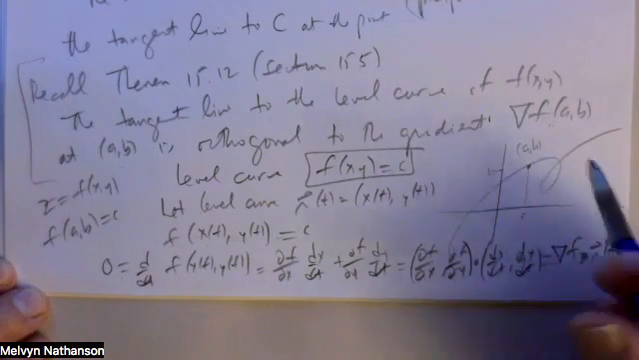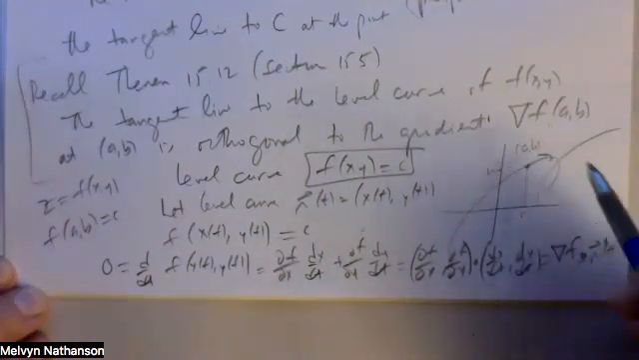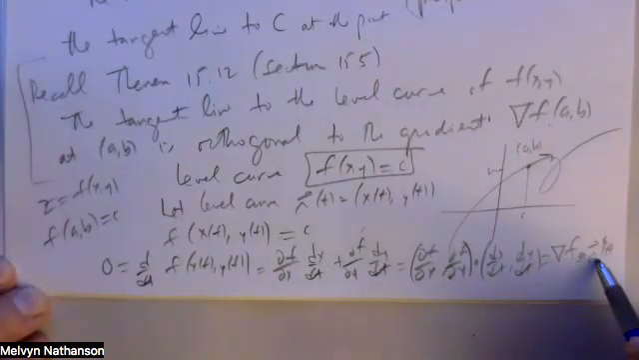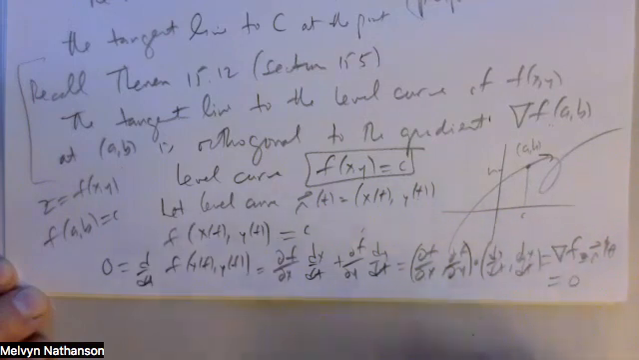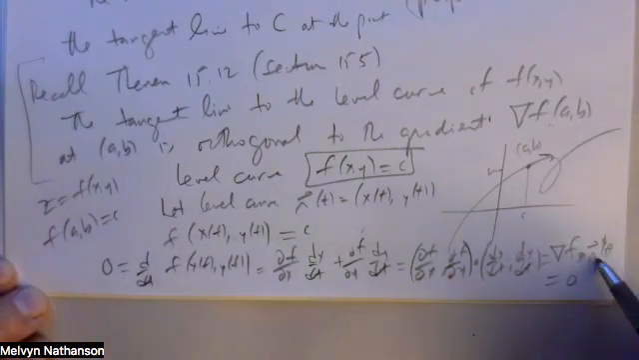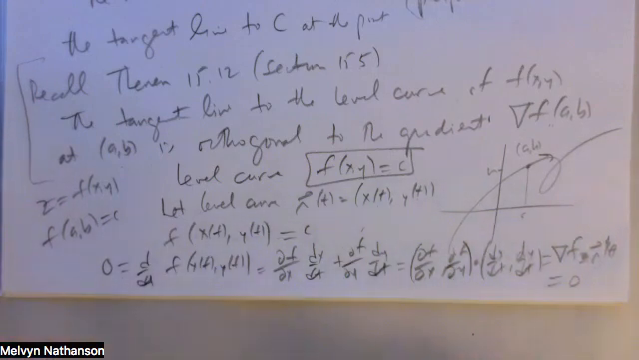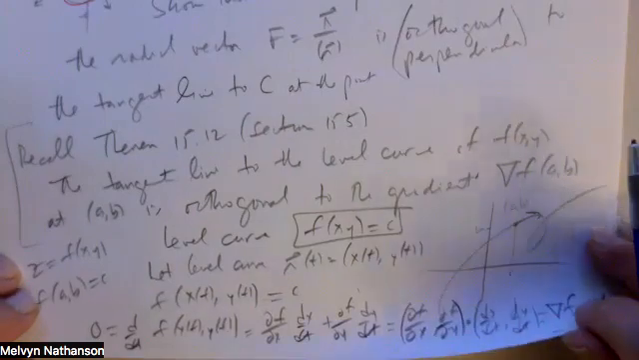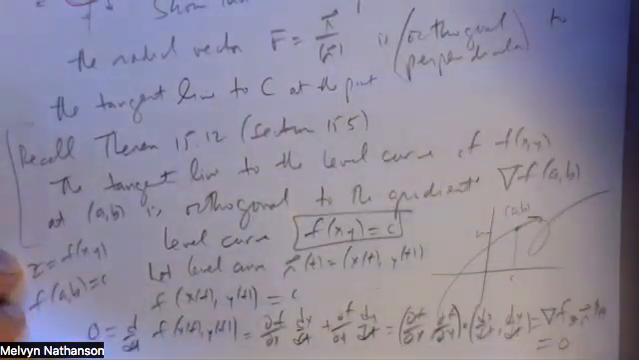So r prime of t is the tangent vector. And this says that the tangent vector at any point on the curve has dot product 0 with the gradient, which means the gradient is perpendicular to the tangent vector. Right? So that's the fact that we proved in chapter 15, and we use a lot from now on.